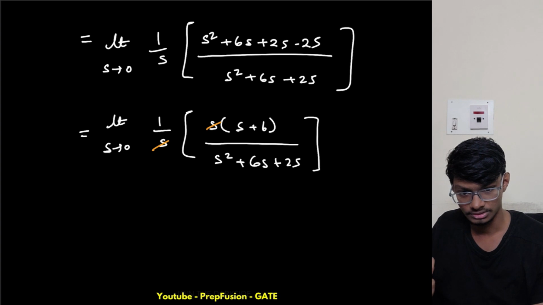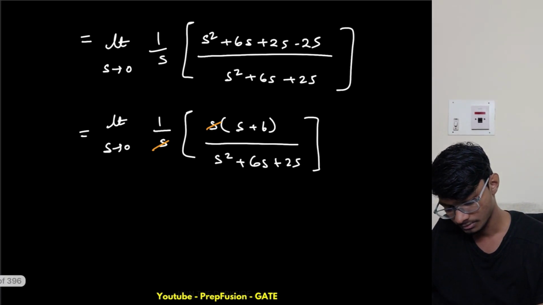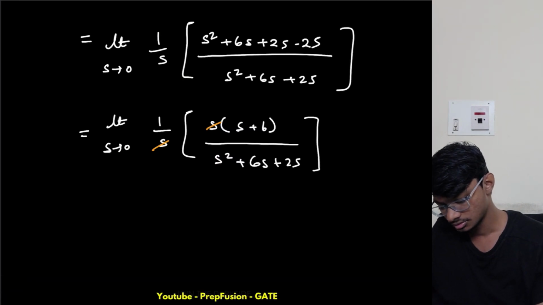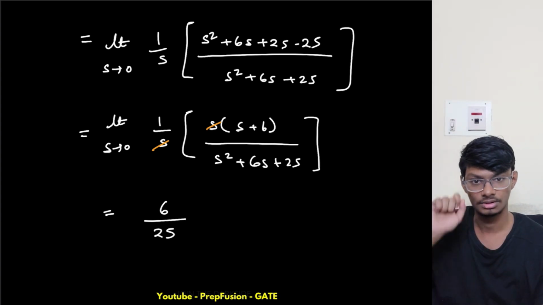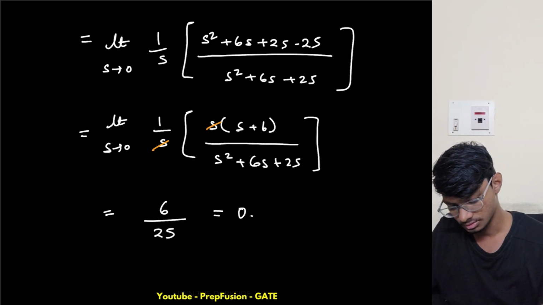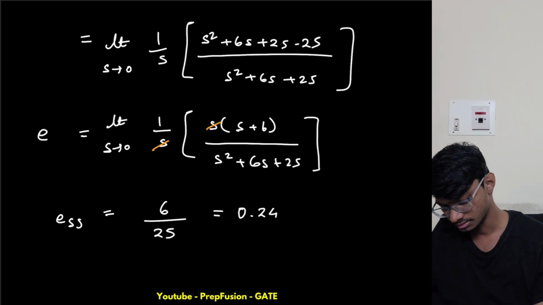So what happens if I put s equal to 0? Sorry, this was 6, right? Yeah, this was 6. So if I put s equals to 0, I get 6 by 25. My error is 6 by 25. So what is 1 by 25? It is 0.004. So 6 times that is 0.024. So this is basically my steady state error.